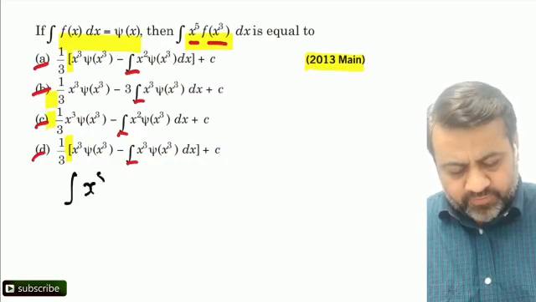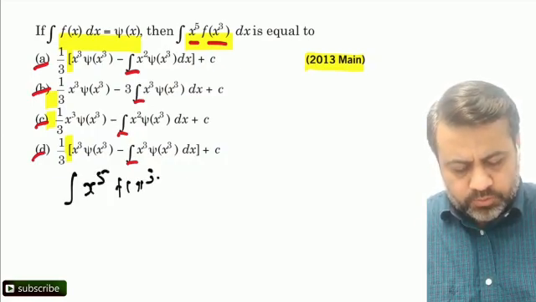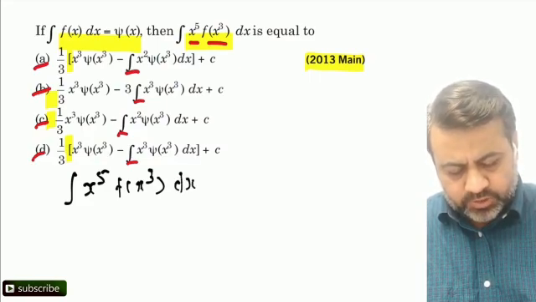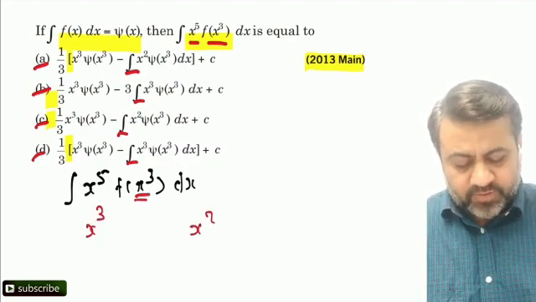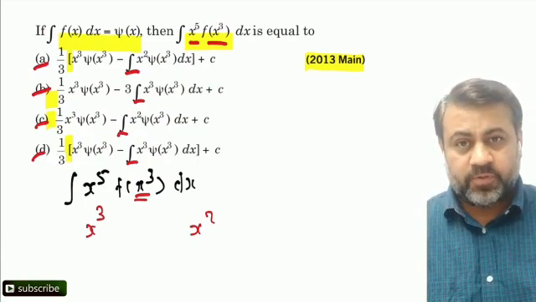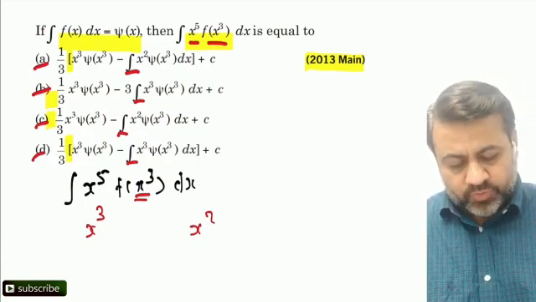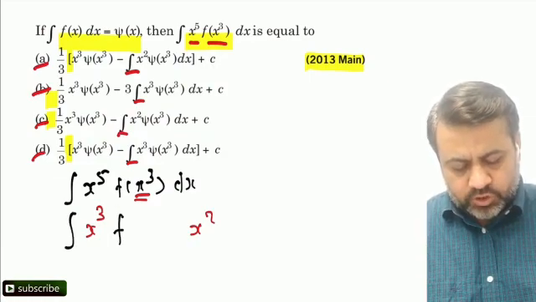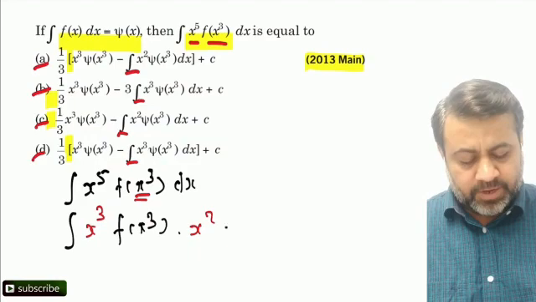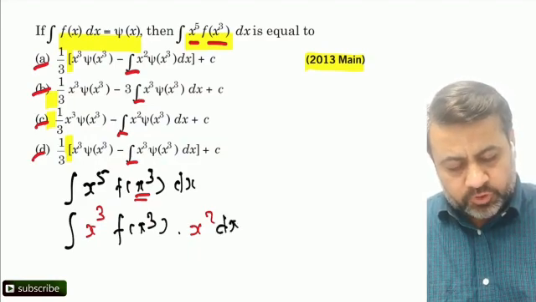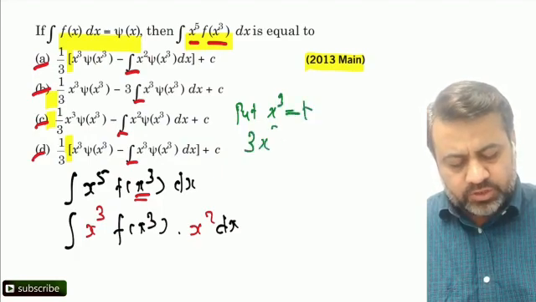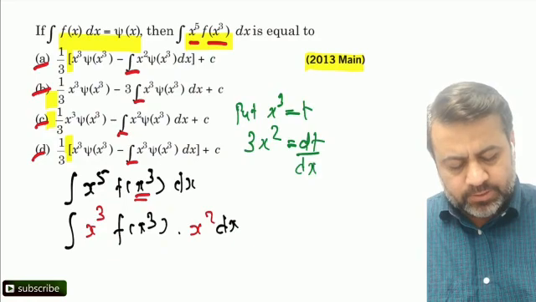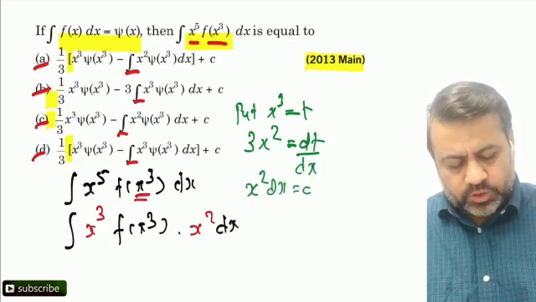We have x power 5 f of x cube. Now the next thing which comes into mind is substitution, as x power 5 will be x cube and x square. Since we have f of x cube, most students will think about splitting x power 5 as x cube and x square. So what you get is integration of x cube times f of x cube, and you separate x square dx. So you go for the substitution. Put x cube equal to t, derivative of x cube is 3x square, derivative of t is dt by dx. So x square dx is going to be dt by 3.